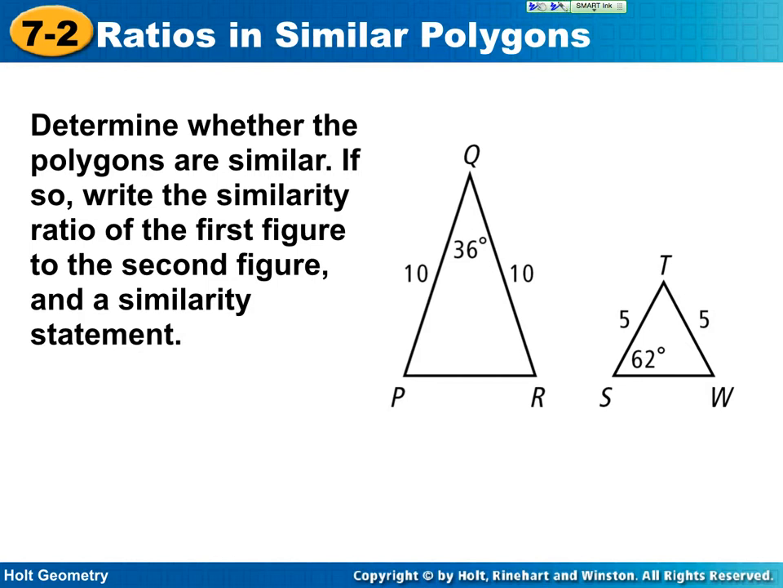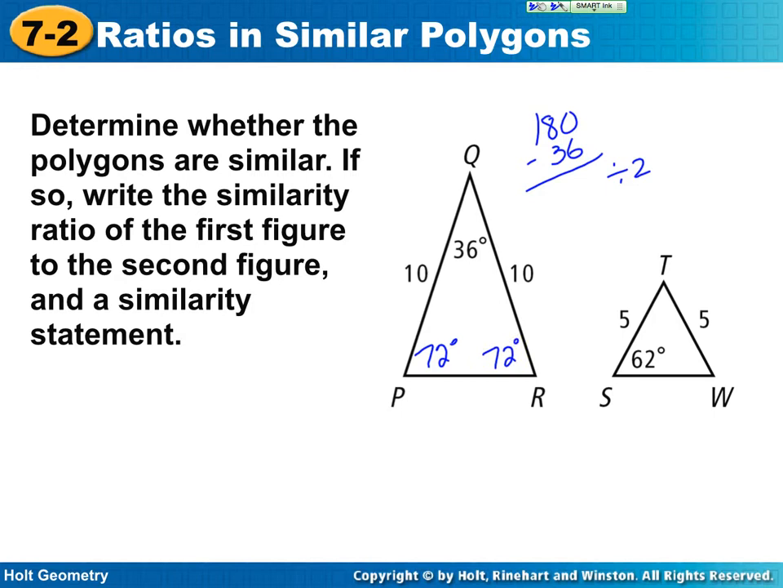So yes, you do have some base angles that are congruent. Well, what was 180 minus 36, and then divide by 2? What's angle P? 72 degrees, 72 degrees.